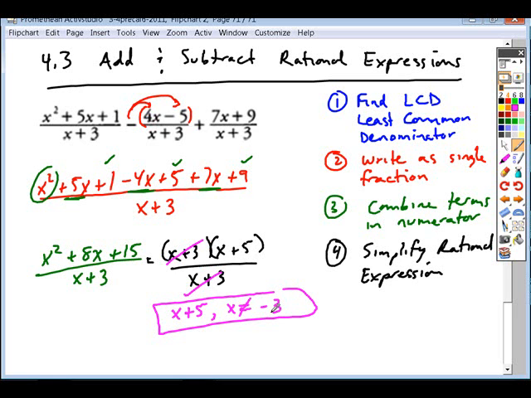Okay. Are there any questions on that process? Again, this is as easy as it gets. The denominator is given to you. Every term has the same. You're just combining the resulting terms in the numerators.